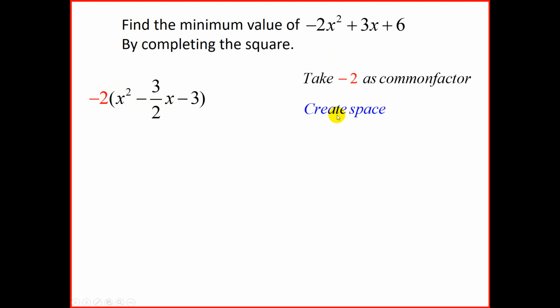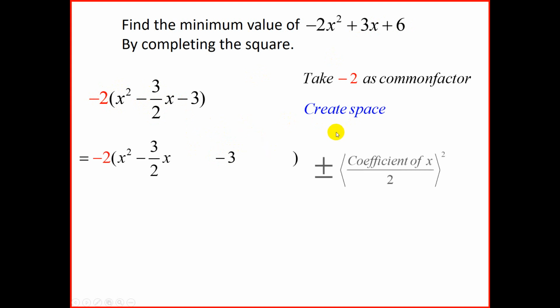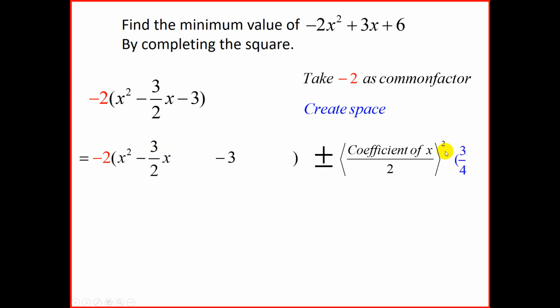Next we're going to create some space. So I moved minus 3, which allows me to add and subtract a term. So what is the rule of adding and subtracting the term we're looking for? It's the coefficient of x, which is minus 3 over 2. Divide that by 2, which is minus 3 over 4, or half of that. And then we're going to square it. So we're taking 3 over 4 and we're going to square this. Remember, a negative squared will be positive. And that gives us 9 over 16. The rule says plus and minus, so we're going to subtract it.